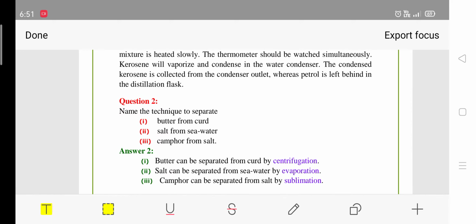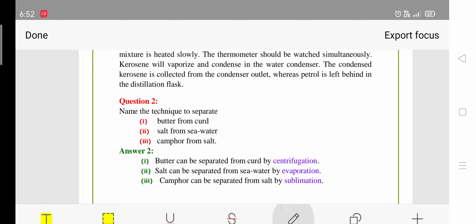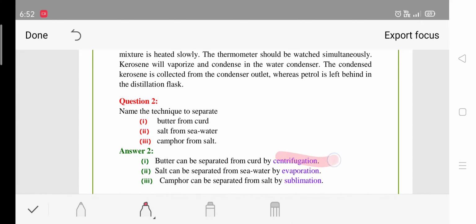Now come to the next question. Name the technique to separate butter from curd. It is separated by centrifugation. Salt from seawater, evaporation. Camphor from salt, sublimation. We use the sublimation technique.